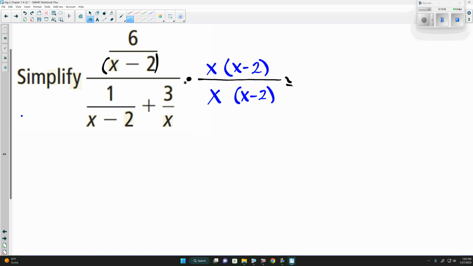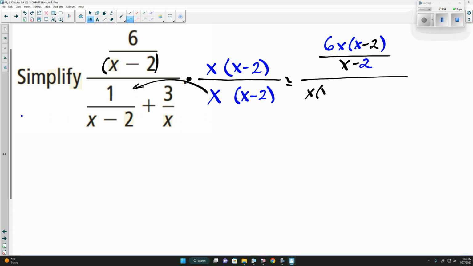All right. Now at this point here, we can multiply it out. So we multiply the top. 6 times our x times x minus 2. Which should be over x minus 2. We can do the same thing with the denominator, x times x minus 2 multiplied by 1. This is going to be x times x minus 2 over x minus 2. Plus, then we're going to multiply this with the 3. We'll have 3 times x minus 2 over x.